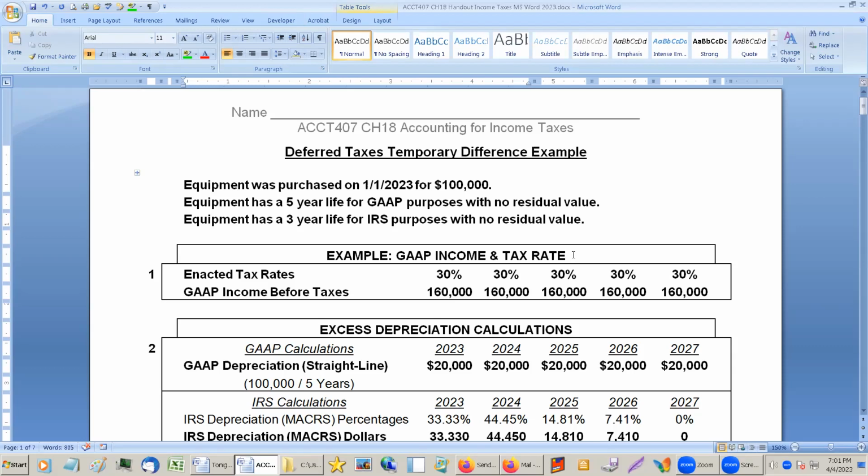We're gonna start a little bit on the accounting for income taxes. And basically, the first thing I'm gonna talk about is that taxable income is different than net income. And it's different for a number of reasons.